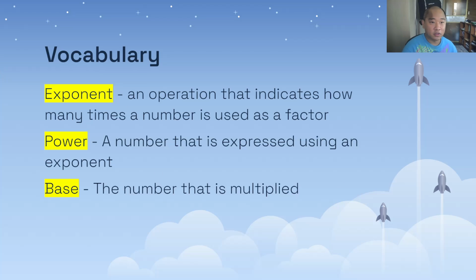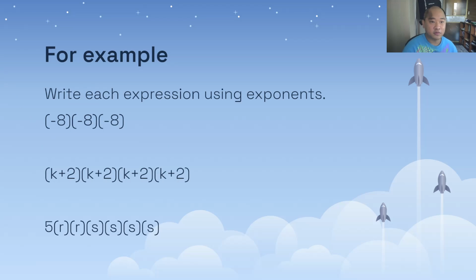For example, let's write each of these as an exponent. So here we have a number that's being multiplied by itself 3 times. So it would be negative 8 to the power of 3. Here we have 2 terms, a k plus 2, and all of it together is being multiplied 4 times. So all of it together is to the power of 4.